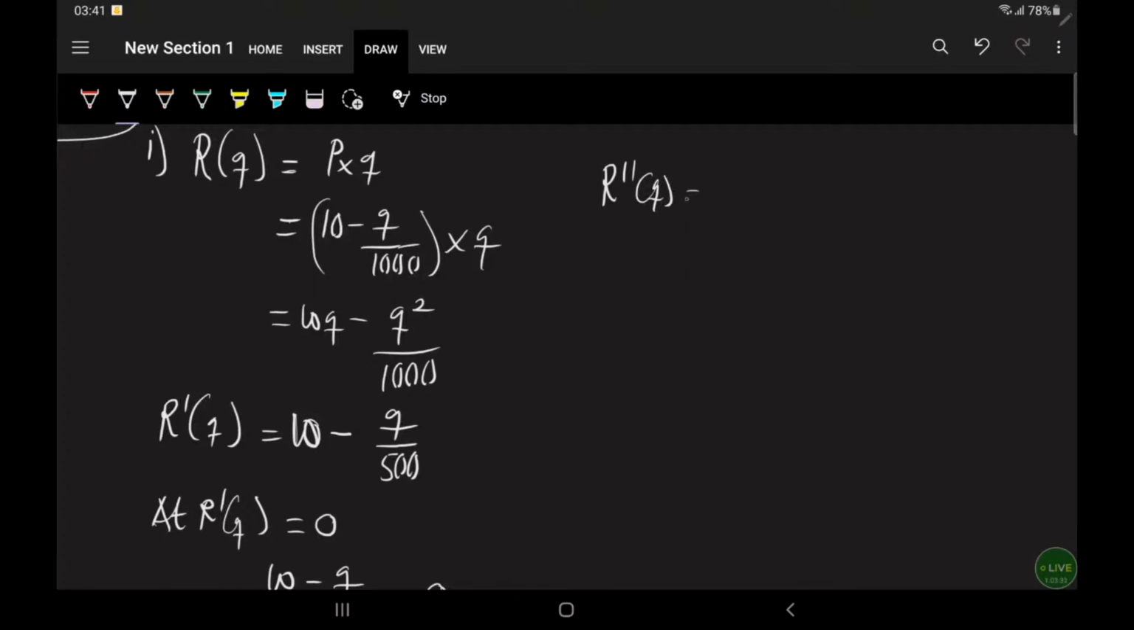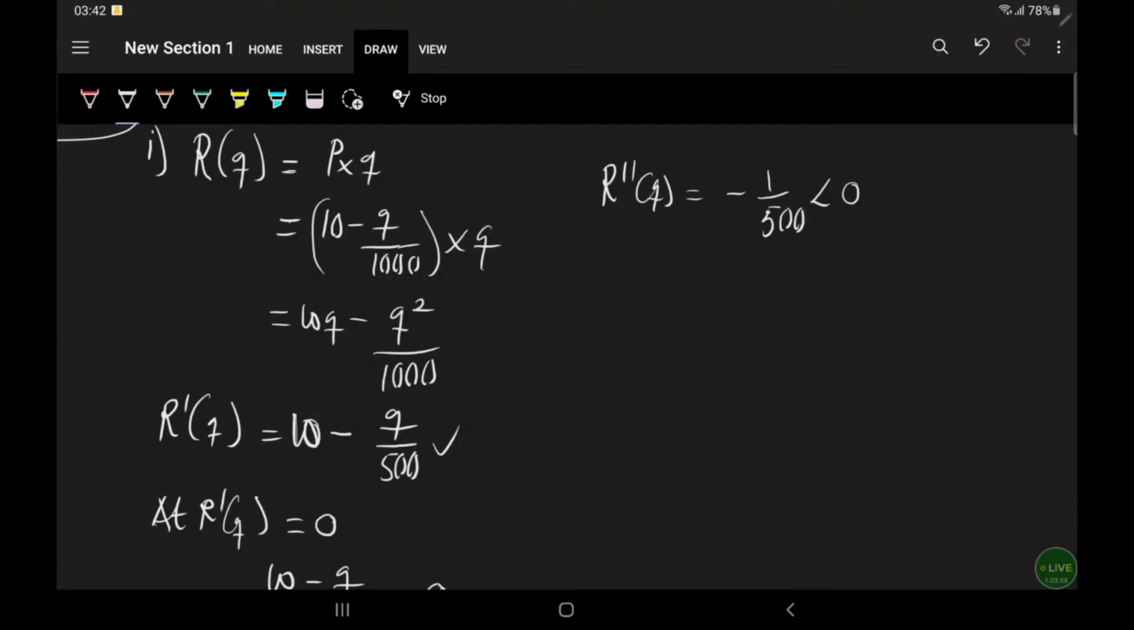And at that point here, I'm going to differentiate this again. Is that okay? So when you differentiate 10, you're going to get 0, so there's no need to write. When you differentiate q over 500, it's going to result in negative 1 over 500. So you can clearly see that negative 1 over 500 is less than 0, isn't it?